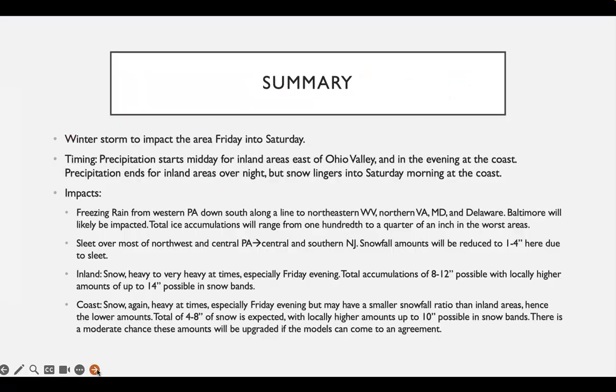So for the summary, winter storm will impact the area Friday into Saturday. So timing, precipitation starts midday for inland areas east of the Ohio Valley, and in the evening at the coast, maybe late afternoon. Precipitation ends for inland areas overnight, but snow lingers into Saturday morning at the coast. Okay, so here we go. Impacts. Freezing rain from western Pennsylvania down south along a line to northeastern West Virginia, northern Virginia, Maryland, and Delaware. Baltimore will likely be impacted.